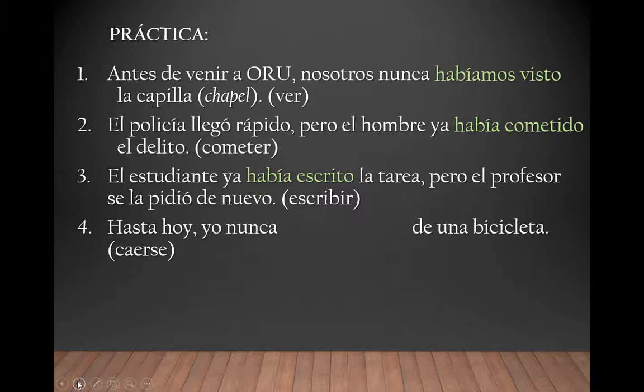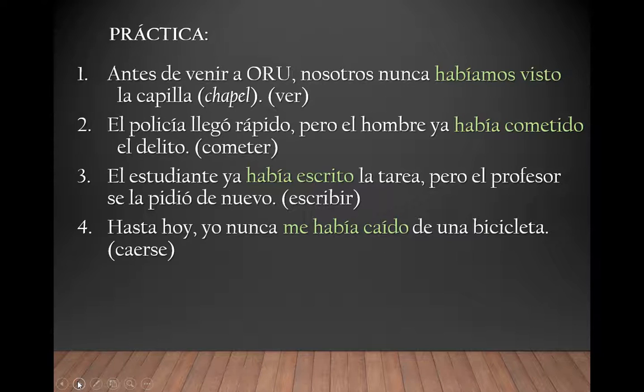Then you want the form of haber that goes with yo, which is había. And then you want the past participle of the verb to fall, to say fallen. Well, caer is, you just take off the ER and you put on IDO, but it has to have an accent mark because this verb has a double vowel. It has a vowel in the stem and a vowel on the ending. So you'd say, hasta hoy yo nunca me había caído.